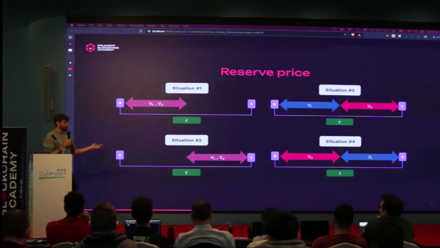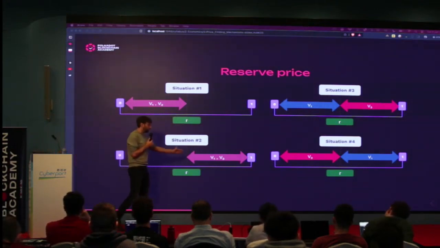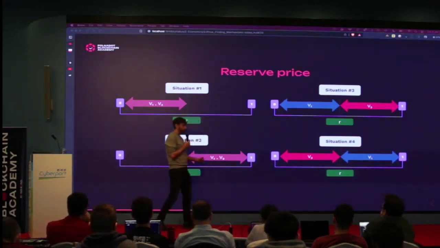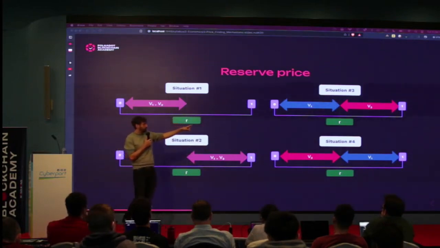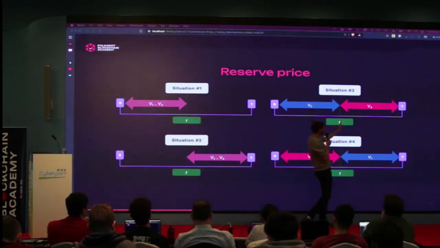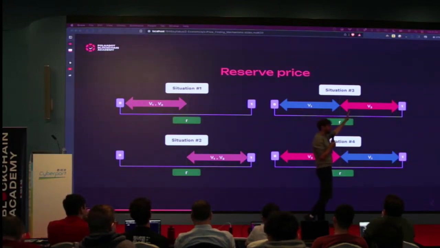Situation 2, the R doesn't matter because R is below V1, V2. So the whole auction basically happens in this area, and it is as if R never existed. But in situation 3, she actually gets more because she gets R instead of something that is smaller than R, because R is basically injected as the second highest price.